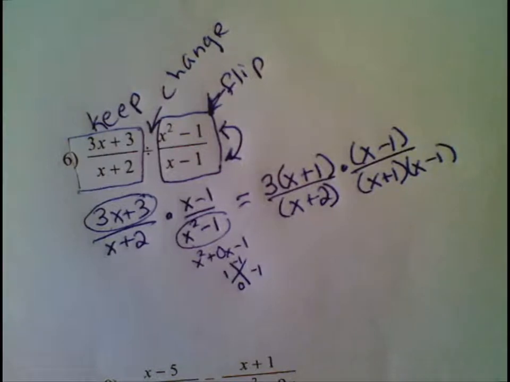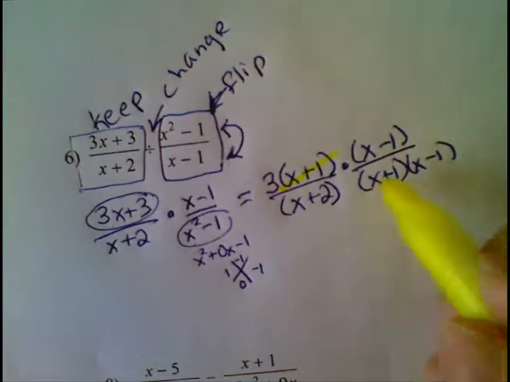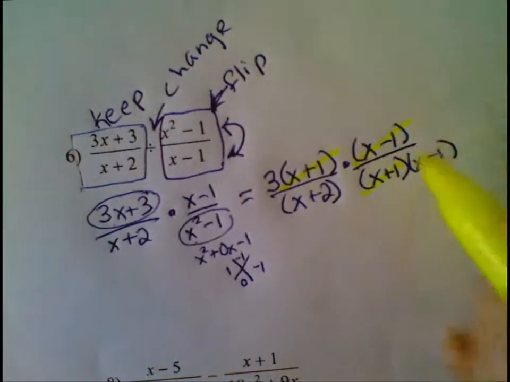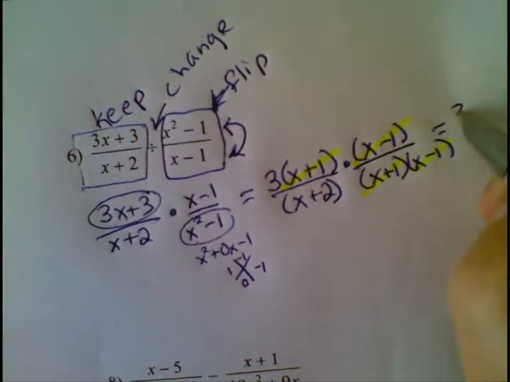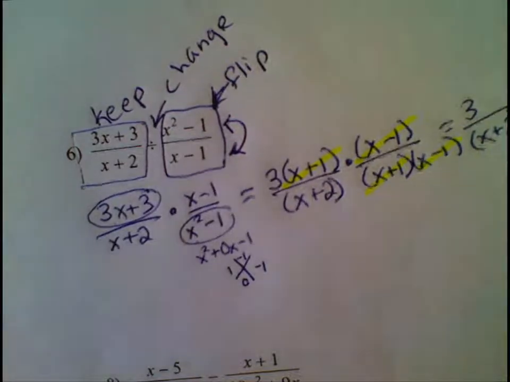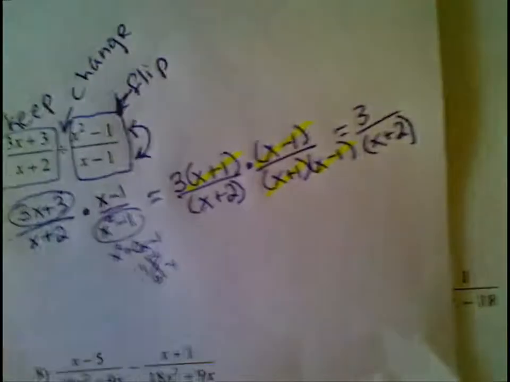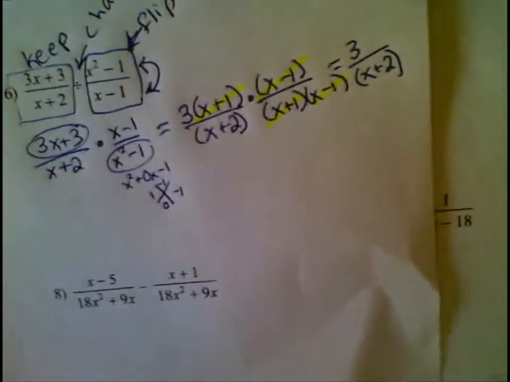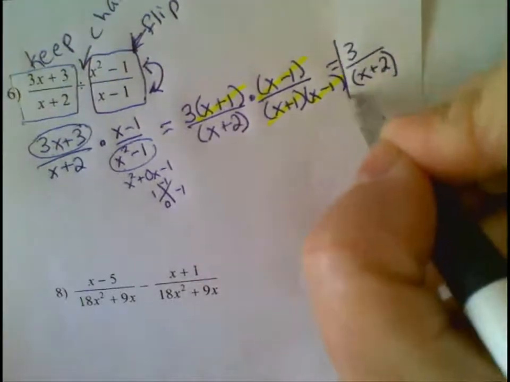So we're going to cancel out anything that's the same on the top and the bottom, on the numerator and the denominator. So we have an x plus 1 in both places. We also have an x minus 1 in both places. That leaves us with 3 on top and x plus 2 in the denominator. Let me shift the paper slightly, just so we can continue to see what is happening here. Okay, so we've got that. That is part of our answer.